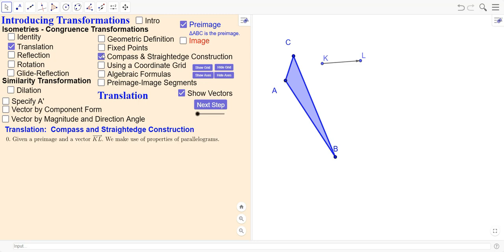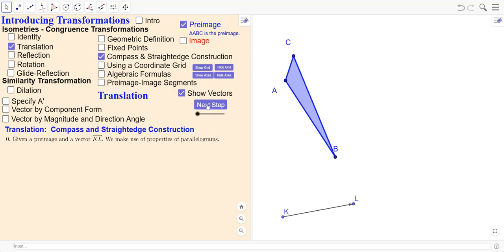Okay, so this one is done by starting with a given preimage and a vector. So here the vector KL is our vector. Okay, I'm going to move it down here. Okay, so let's see if we can translate this by this figure. Okay, that's going to work pretty well. Okay, so I'm going to click on this next step. And the way this is going to work, it's going to use properties of parallelograms.